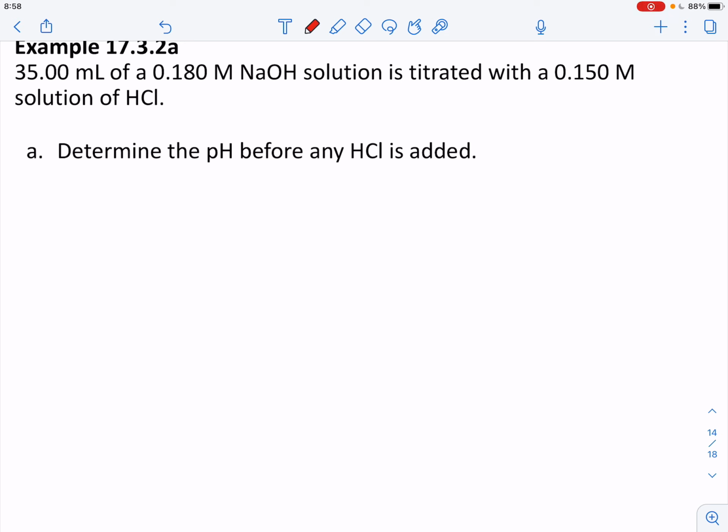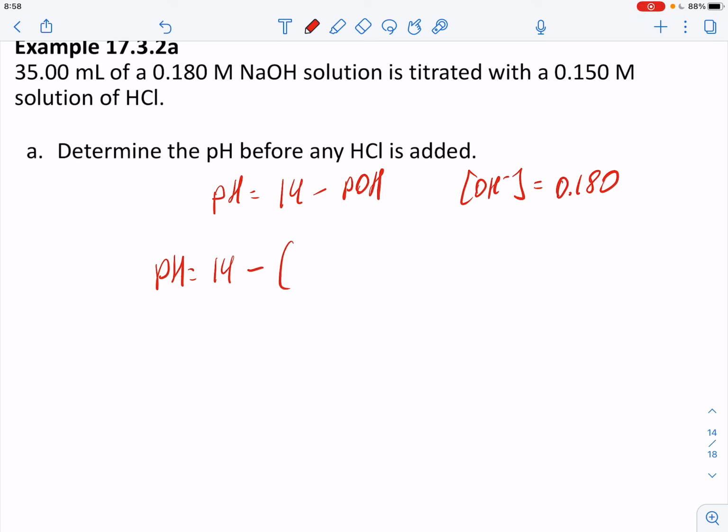So what is the pH before you add any acid? Well, here pH is going to be 14 minus pOH. We have an initial concentration of OH minus equal to 0.180. No need to adjust for volume because it's the same volume. So the pH is going to be equal to 14 minus the log of 0.180. Remember, this is the pOH, and this is equal to 13.26.